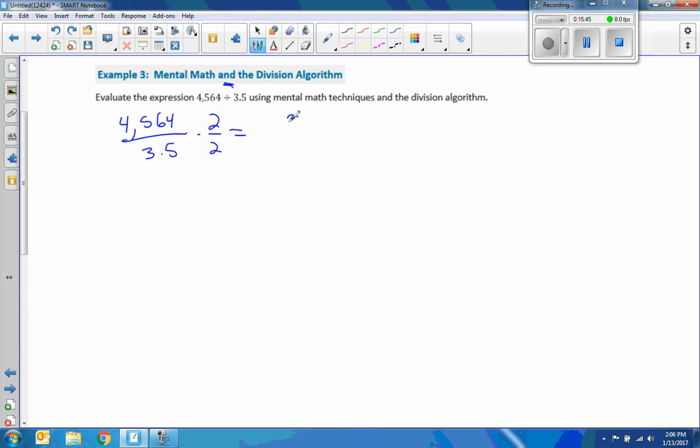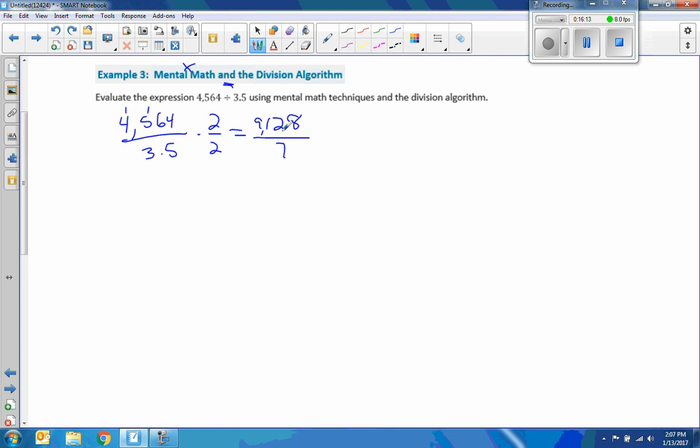2 times 4 is 8. 2 times 6 is 12. Carry the 1. 2 times 5 is 10. Plus 1 is 11. 2 times 4 is 8. Plus 1 is 9. Divided by 3.5 times 2 is 7. Okay, that's step 1. We just did the mental math. That got rid of the decimal, and this is the same as this. I shouldn't say the same as. It is equivalent. These two are equivalent.